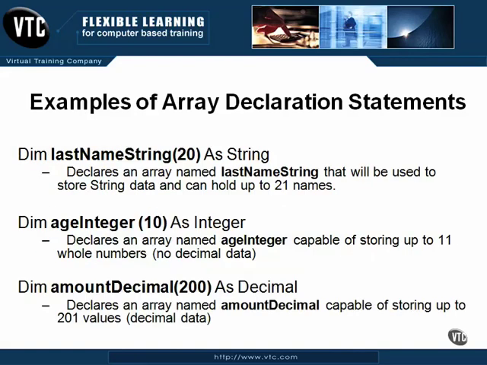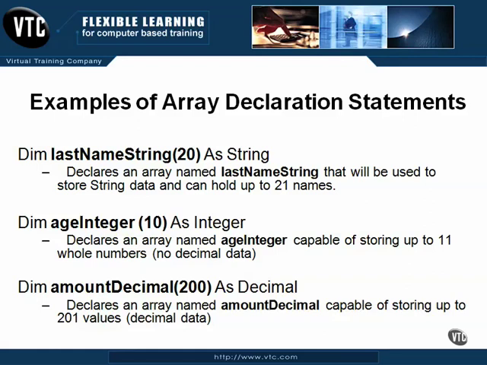So, specific examples of array declaration statements. In the first example, we have an array called lastNameString. This declares an array that will be used to store string data and can hold up to 21 names. Note that 20 is the highest subscript, and it can hold 21 names because the first subscript, the first location, is actually numbered 0.